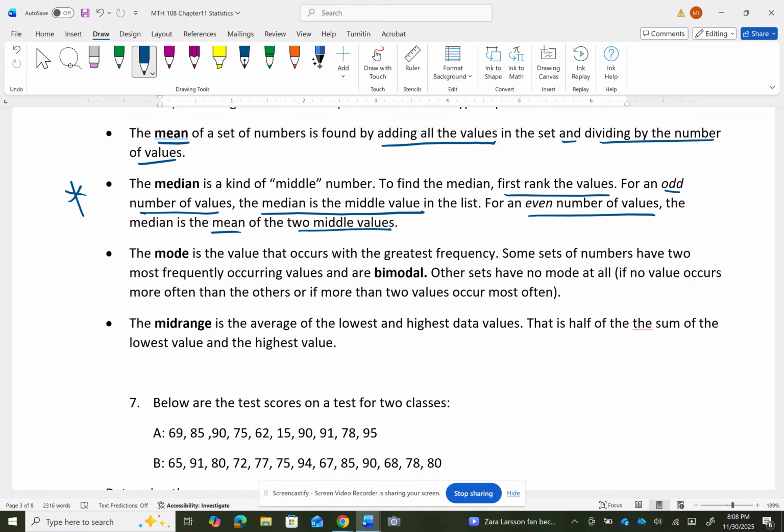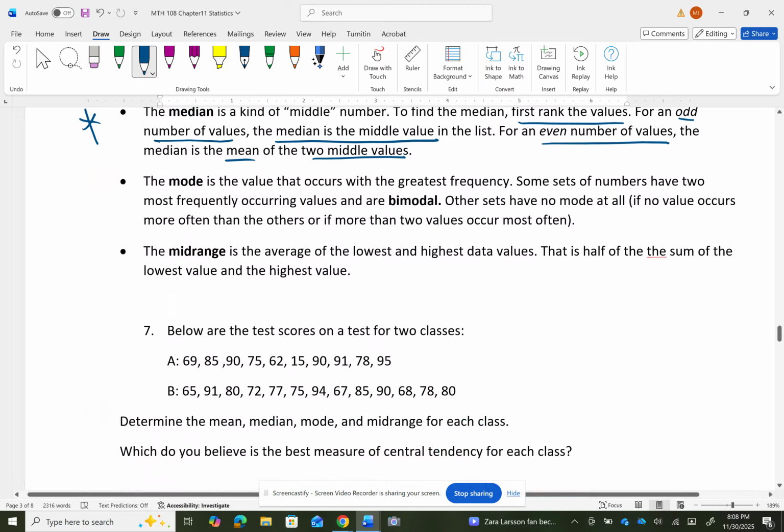And then the mode is one that just tells you which value occurs most frequently, which one occurs with the greatest frequency. Some data sets might have more than one mode. They might have two most frequently occurring values, and it would be considered bimodal. Typically, if no value occurs more often than the others, or if a whole bunch of the data values occur twice, then you would just say that it has no mode.